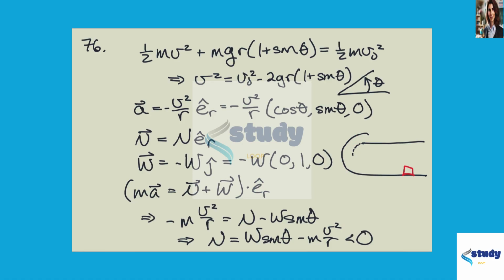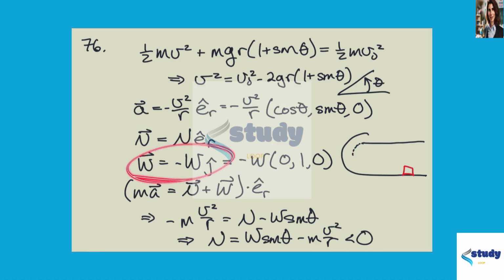And then we know the acceleration is minus v squared over r in the radial direction. So the radial direction is pointing this way. And the radial unit vector is just cosine theta in the x direction, sine theta in the y direction. We're going to say that the normal vector is in the radial direction. Okay. And we're going to need that to be negative for the package to not come off the track.